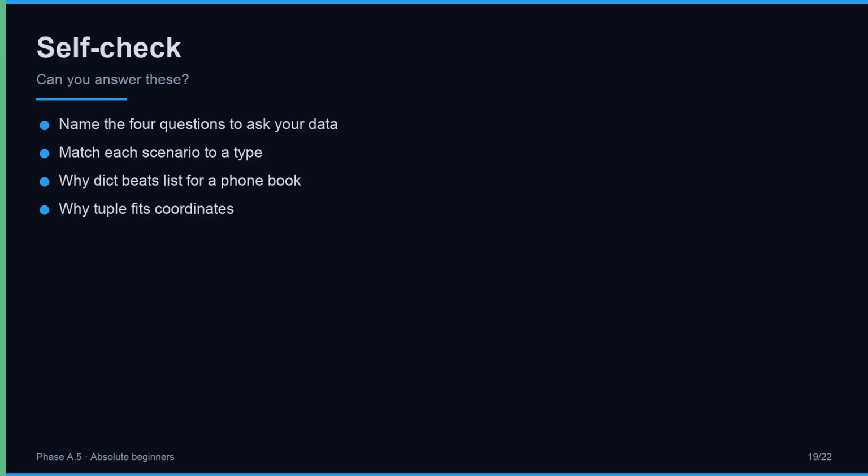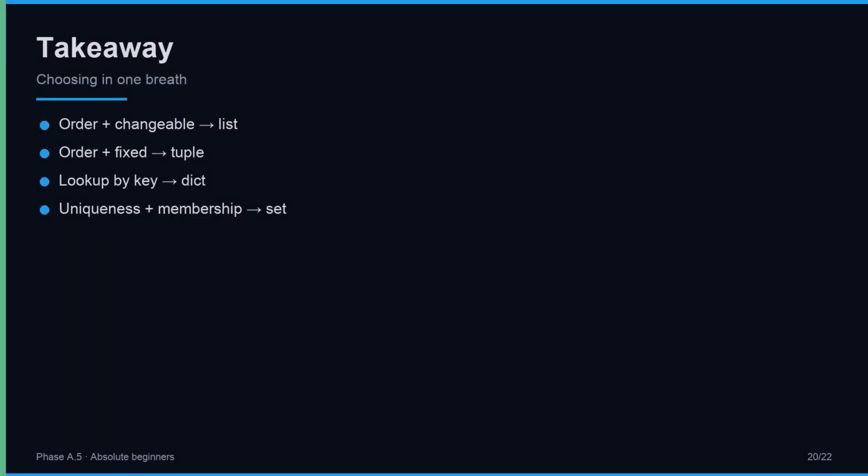Say each answer aloud, choosing in one breath. If order matters and the data can change, list. If order matters and the data must stay fixed, tuple. If you look up values by key or name, dictionary. If you only need uniqueness and membership, set. 4 questions, 4 types, 1 answer each. Hold these 4 mappings in your head, run them every time, and the right choice becomes a habit instead of a guess. 4 lines, 4 choices.